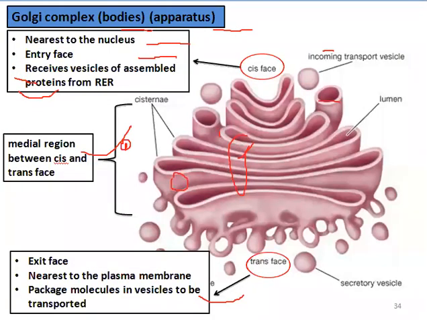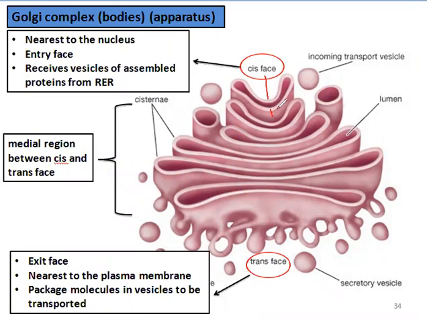Now to make a summary about what I said: the Golgi is made up of many sacs. Those sacs are flattened membranous sacs. Each sac of course has its own membrane, but the membrane is divided into two phases. The first phase is called the cis phase, and the other phase of this sac is the trans phase.